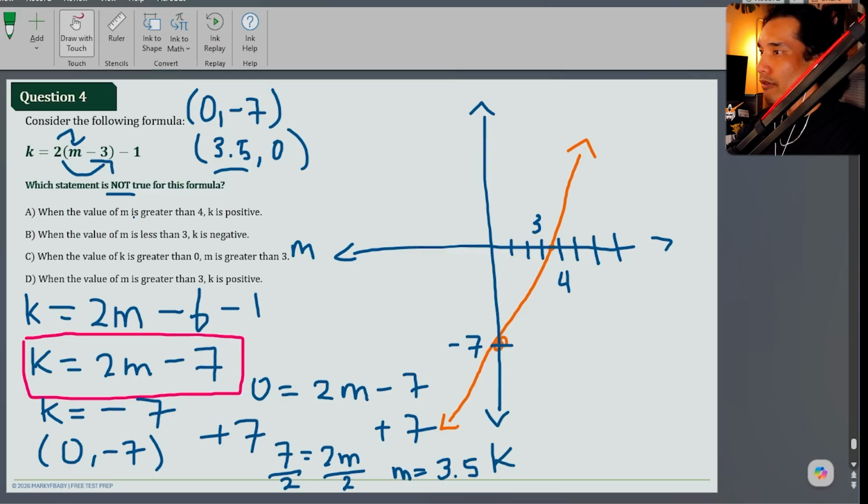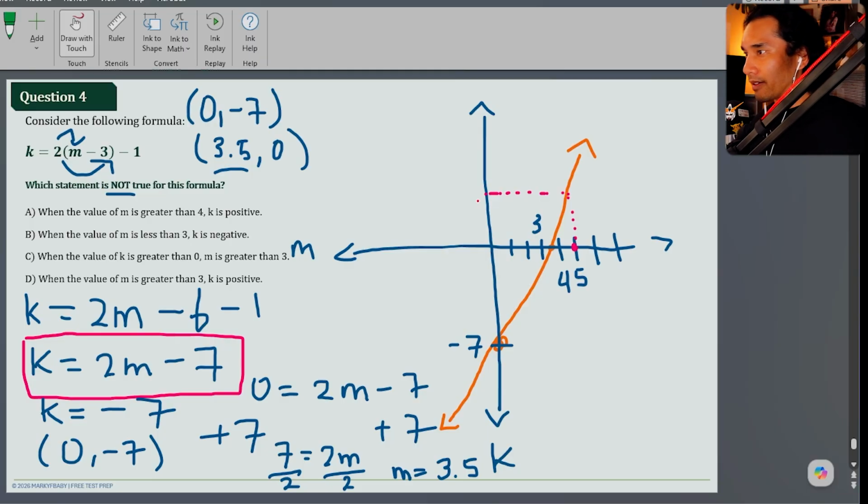When the value of m is greater than 4, this is the m axis, greater than 4, so we could choose 5. K is positive. Let's go test that out. I chose 5. I'm going to go here, touch my line, and go over here. Doesn't matter what value it is. All we need to know is if it's positive or negative. In this case, it's positive.